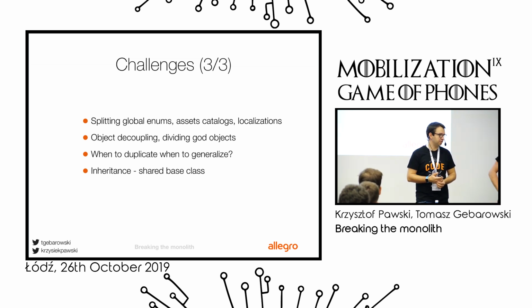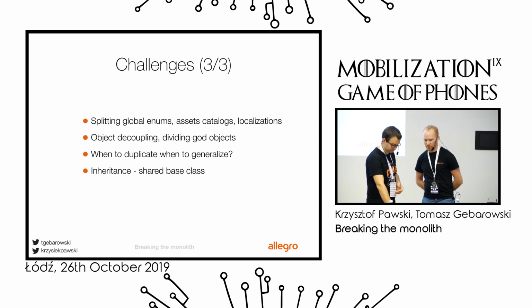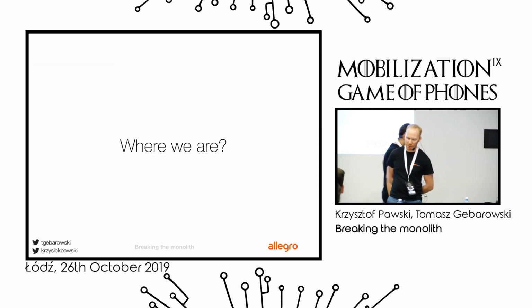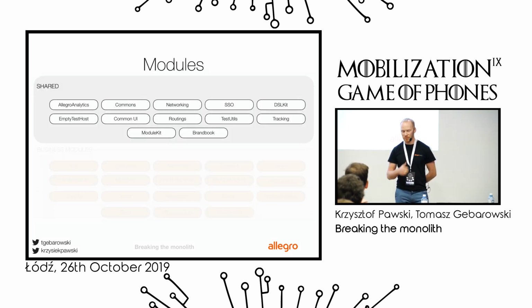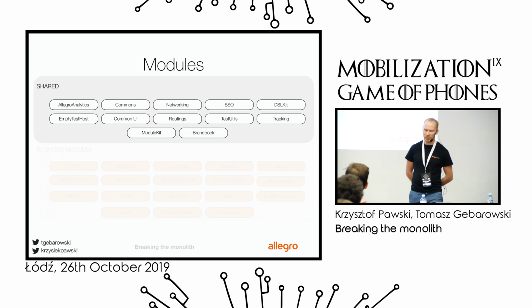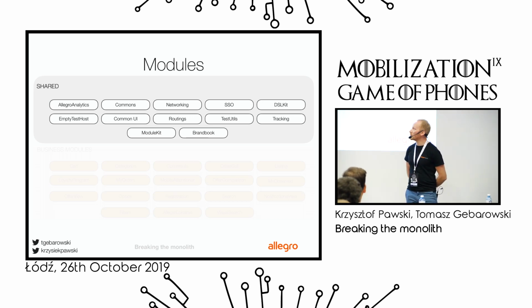And now Krzysztof will tell you more details about what is our current status and what are our plans for the future. Yes, as Tomek said, I will start with some summary where we are, what's our current state, and what decisions we've made when dealing with the mentioned challenges. So we started with the mono project, and through vertical modularization, we came to a hybrid approach. And currently, we have 12 shared modules. Those are things like tracking, networking, SSO, so authentication, etc. Common, so some extensions, some shared tools, common UI kit related shared code, brand book with fonts or colors.